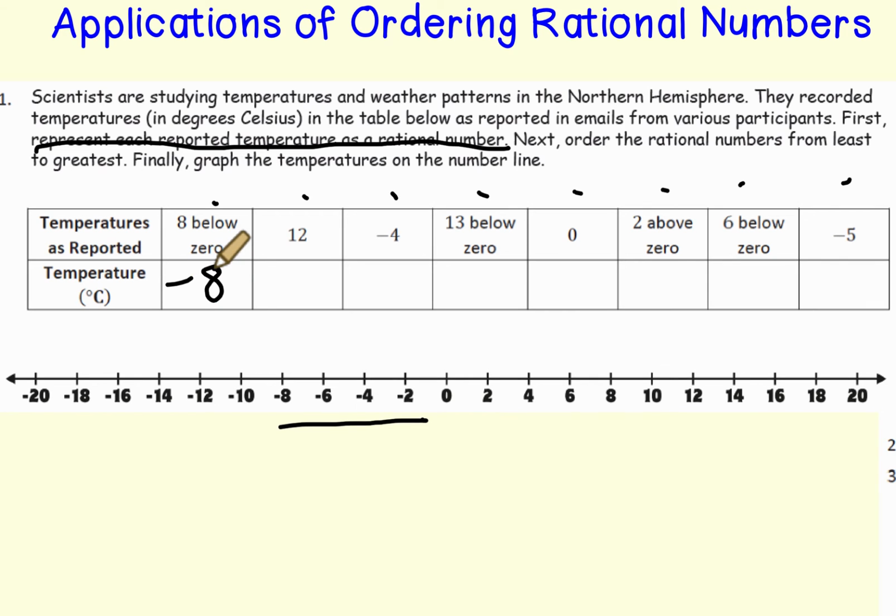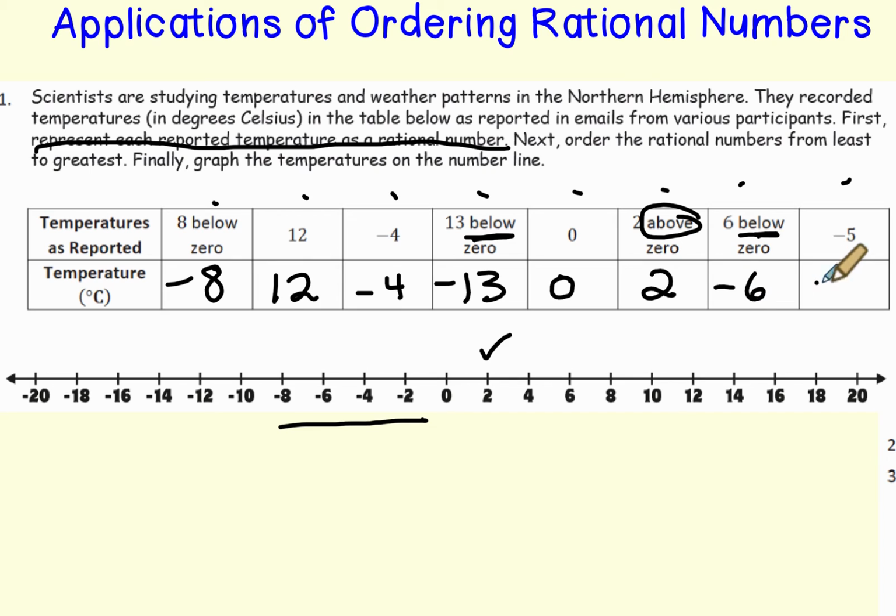If the temperature is 12, that means it's just a positive 12. Negative 4 is already given to us. 13 below would be negative 13. 0 is 0. 2 above puts us at positive 2. 6 below, negative 6. And of course, negative 5 is negative 5.